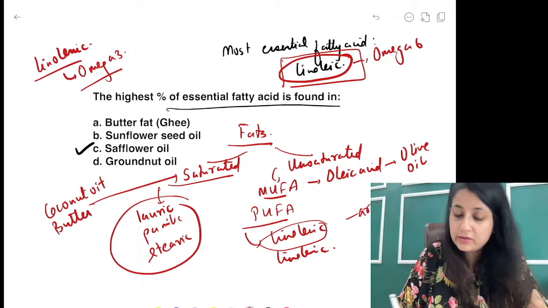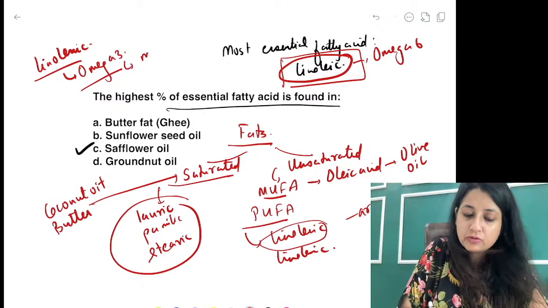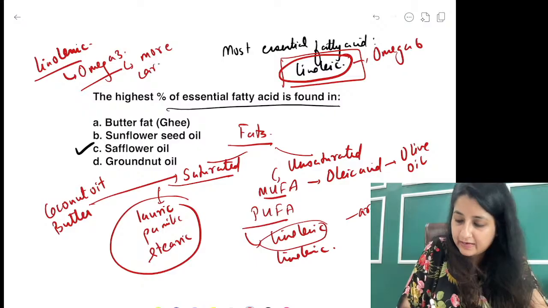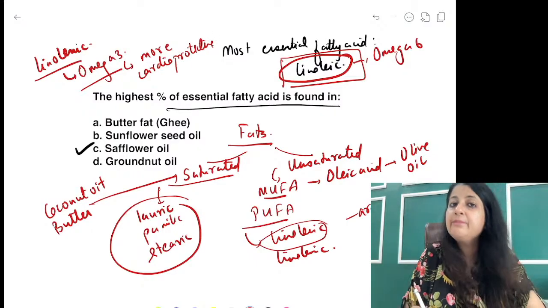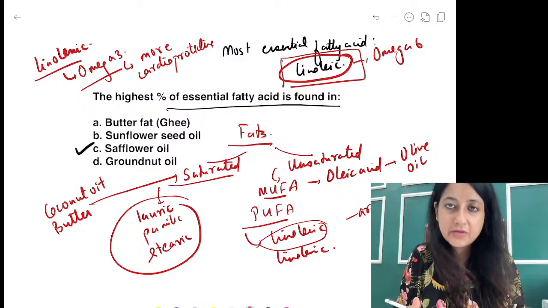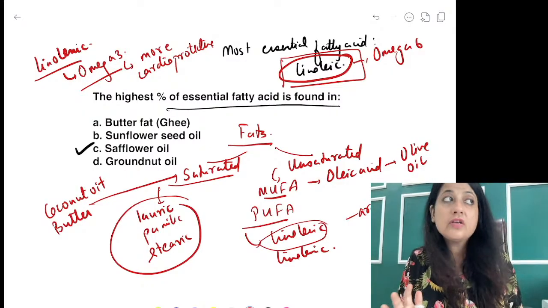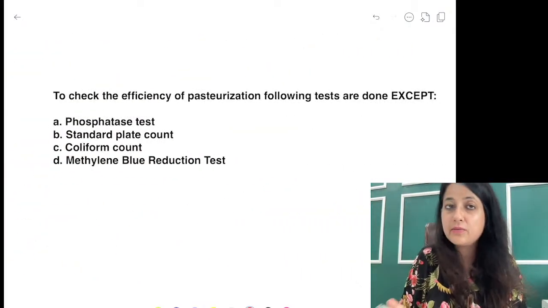And remember one more thing, omega 3 are supposed to be more cardioprotective. That covers all of the questions that can come from this. Okay, saturated good source, unsaturated good source. The rest of course you have to study from your biochem as well.